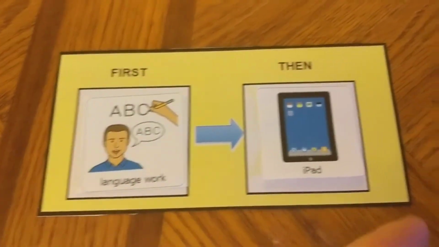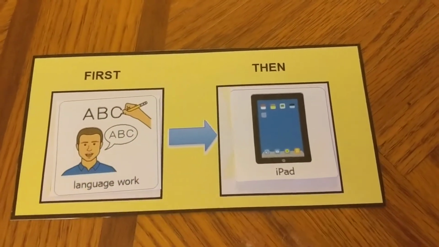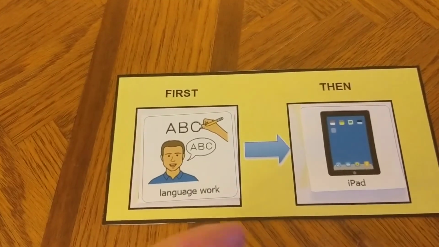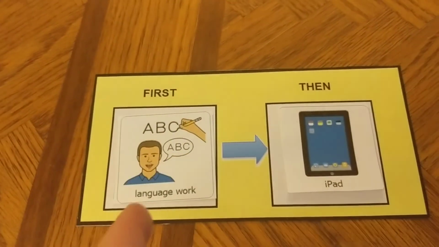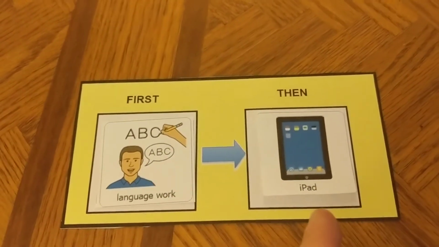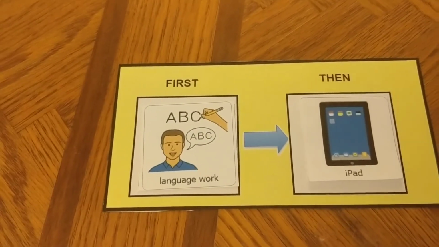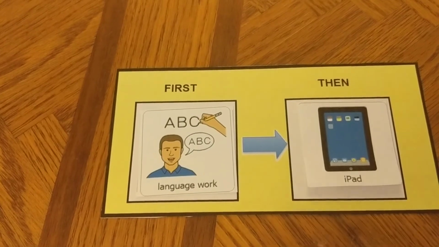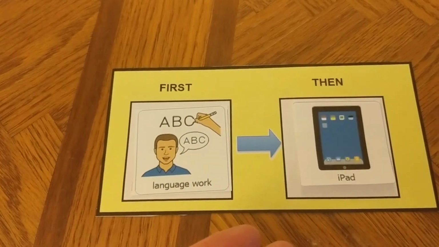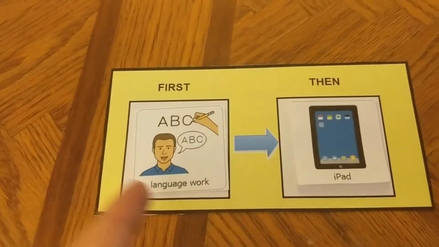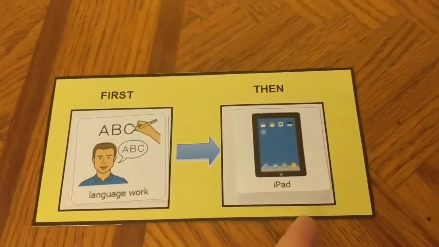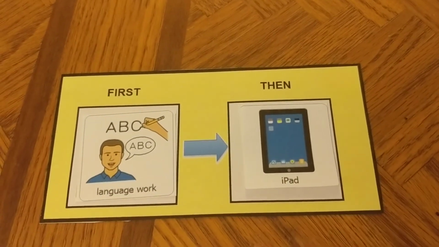So if ever your child is asking for an iPad, you could show them this visual and say, no, first we need to do this, then we get the iPad. So the first could be anything, whether it's a life skill or a work activity that you would like them to complete. As soon as they complete that, then they get their preferred activity afterwards.